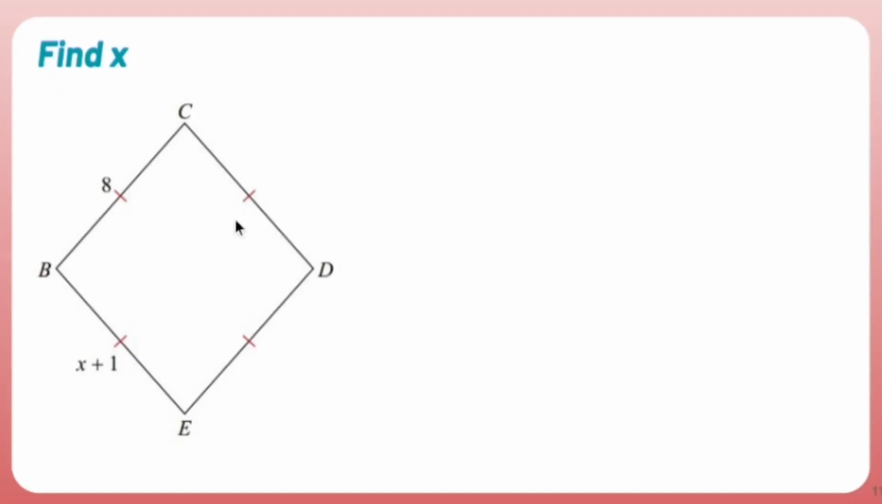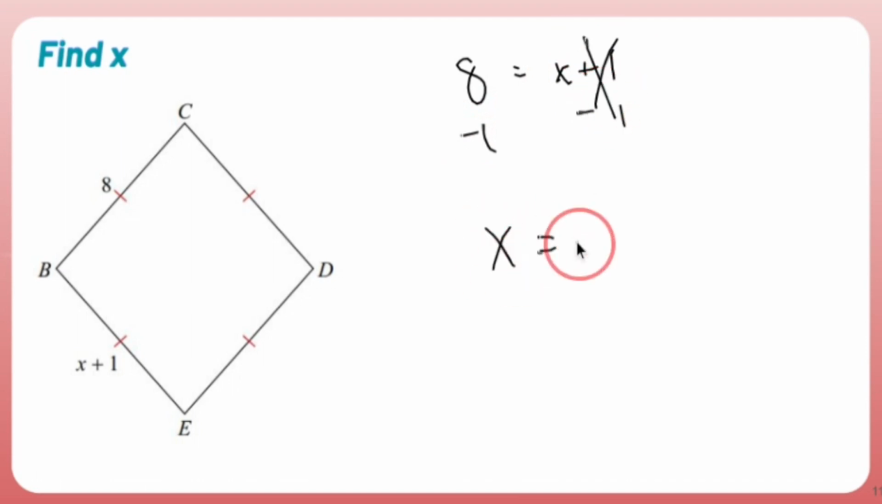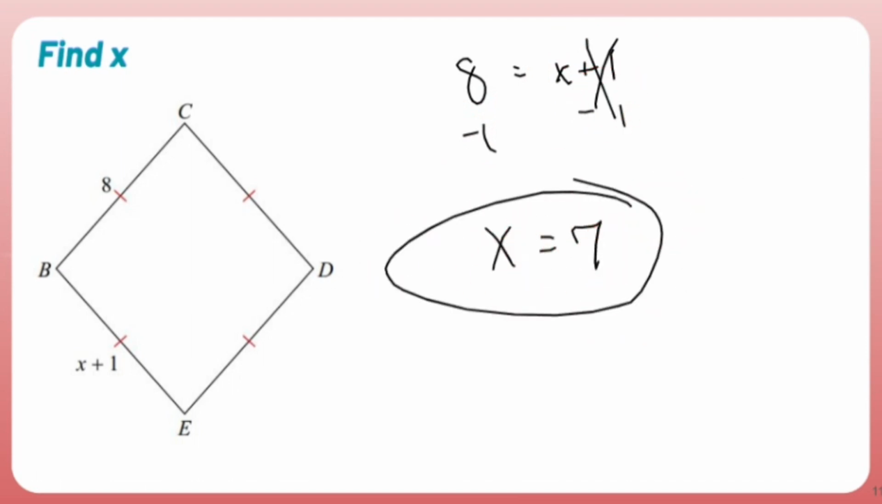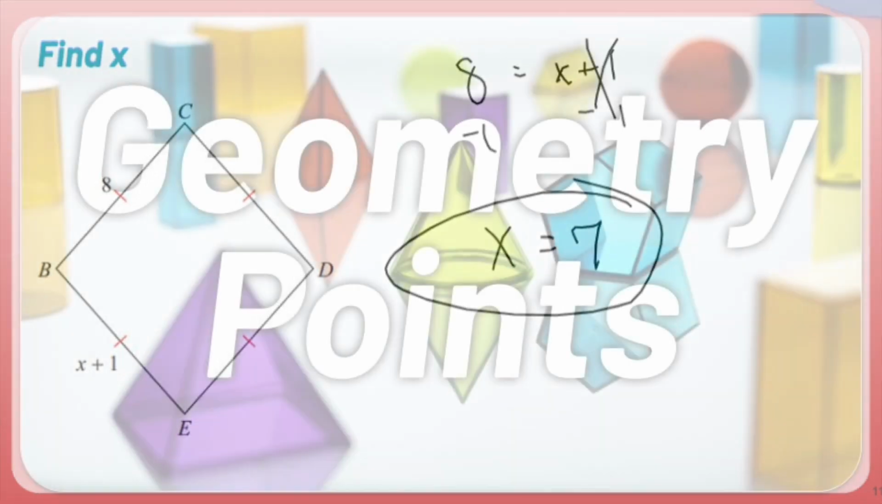Find x. All right, what do we have here? We have a rhombus. This side is congruent to that side, which means these two guys are equal to each other. So let's set that up. 8 equals x plus 1, a one-step equation, minus 1, and x equals 7. Very straightforward, very simple problem. That's how it's done.